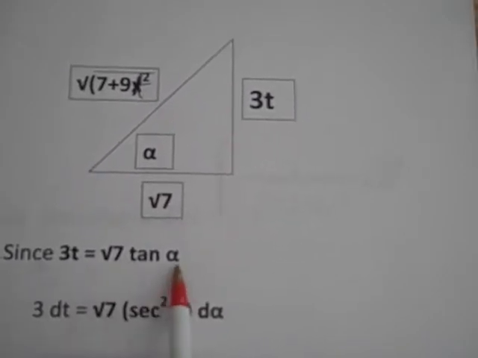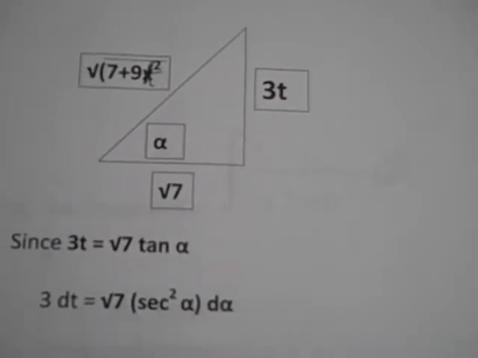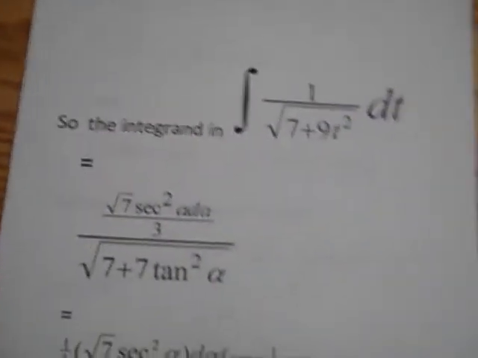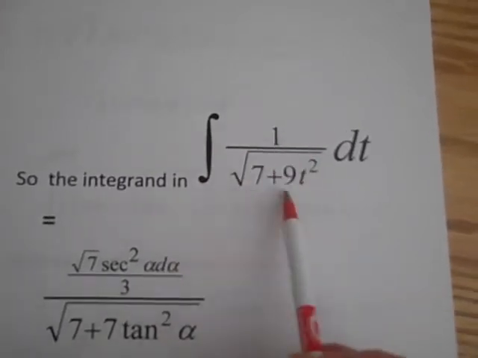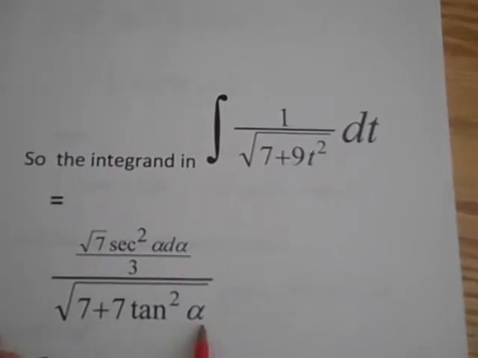The derivative of the tangent is the secant squared, and then times d alpha. We will need that when we make some substitutions. Okay, let's see what we have here. So now our original integrand, remember, is this thing: 1 over the square root of 7 plus 9t squared. Let's look at the denominator first.